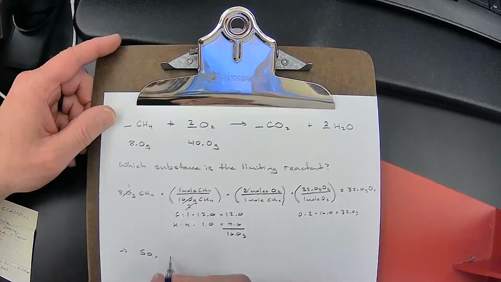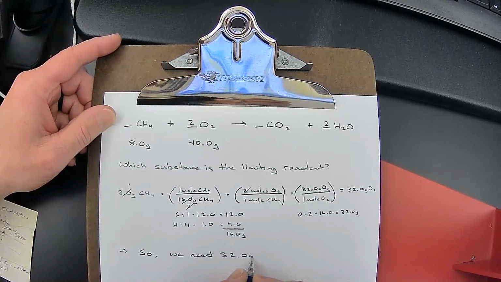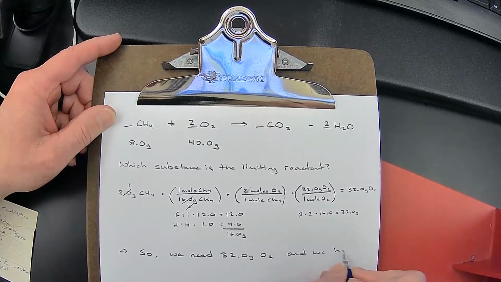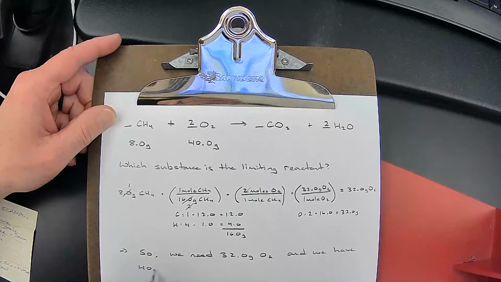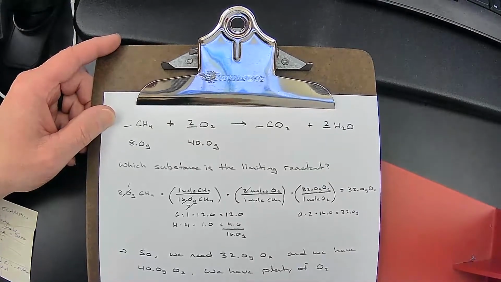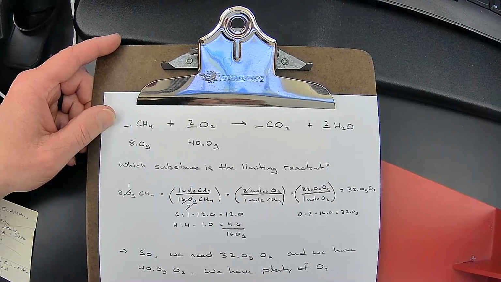So we need 32.0 grams of O2, and we have 40 grams of O2. We have plenty of O2. That means my limiting reactant is the 8.0 grams of CH4.